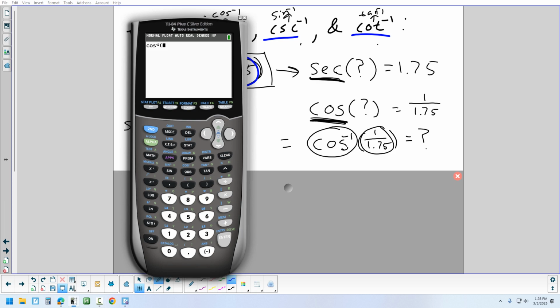Inverse cosine of 1 divided by 1.75. I didn't close my parenthesis, is that okay? Well, I don't have anything coming after it, so whether I close it or not, it doesn't really matter. But if there was something after it, it would have mattered. So 55.15 degrees.